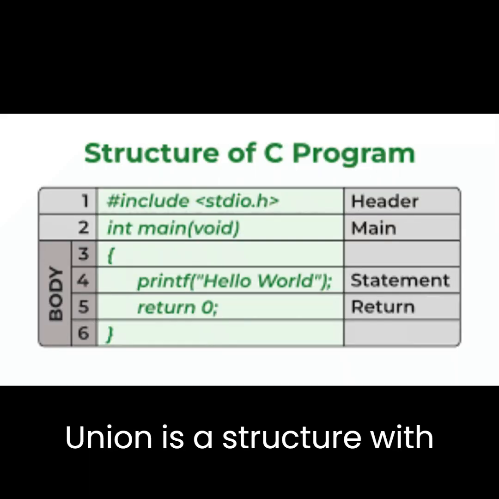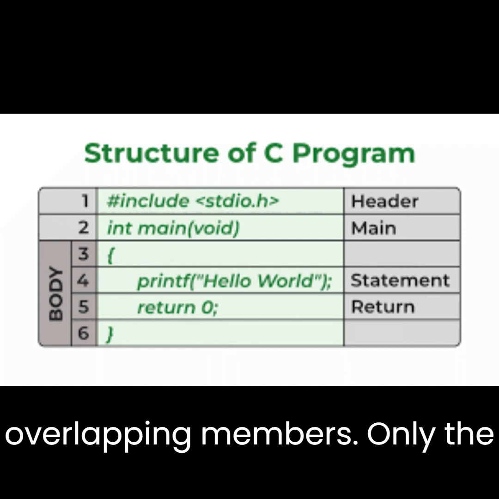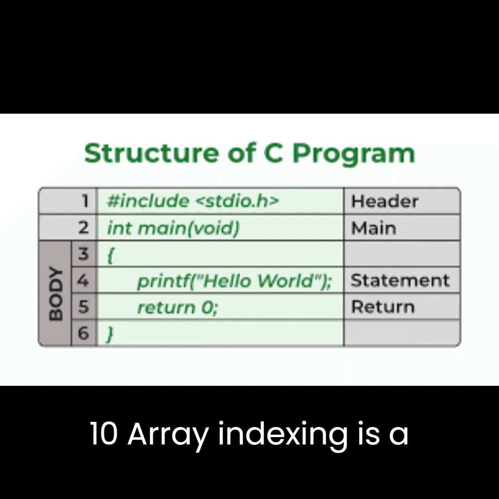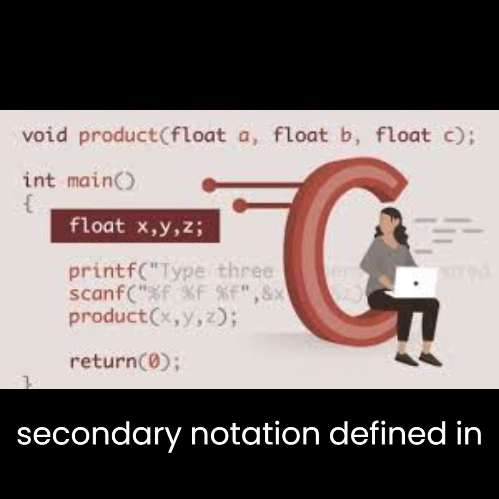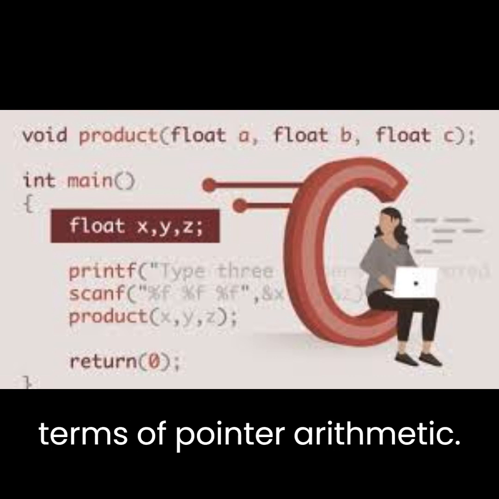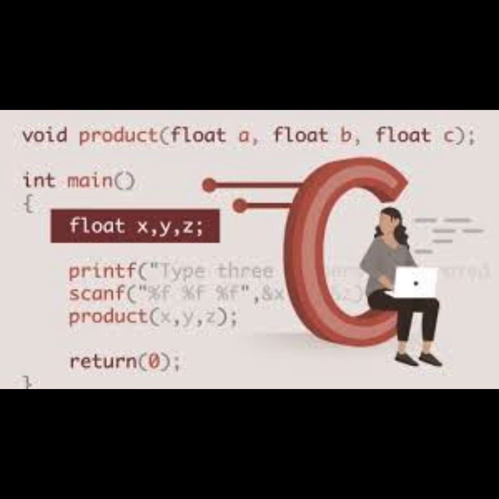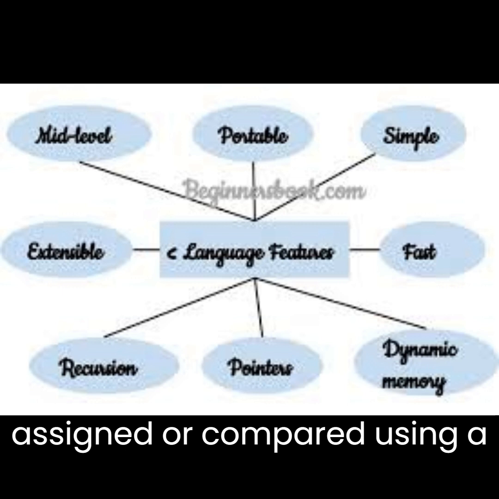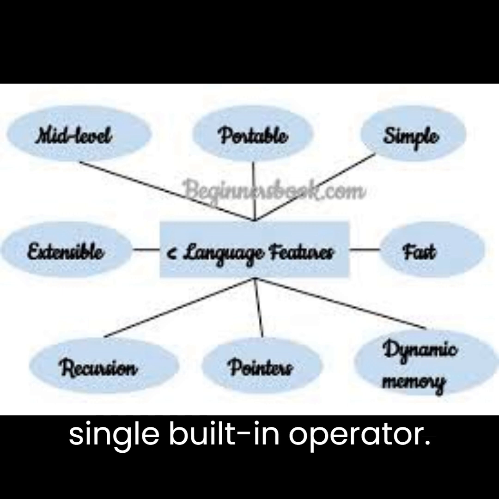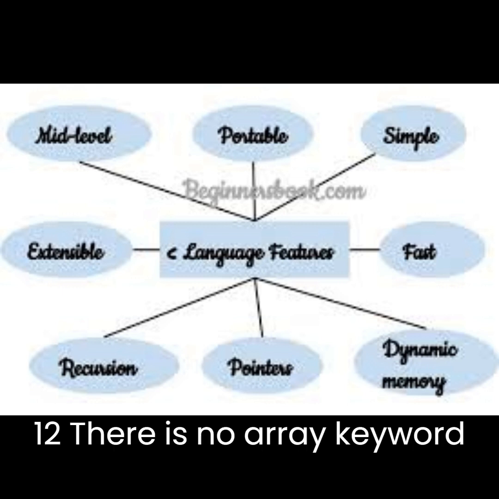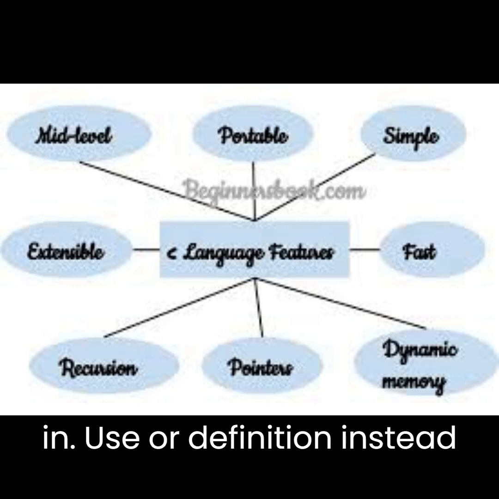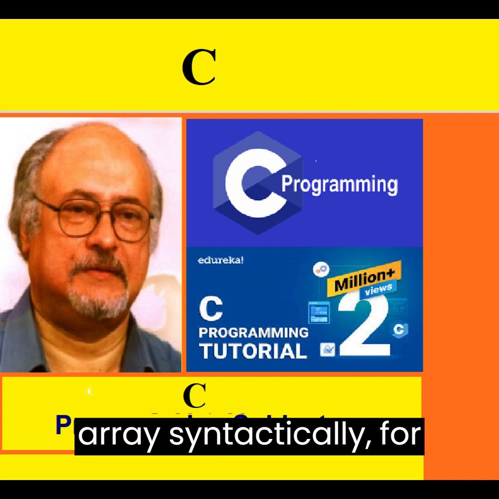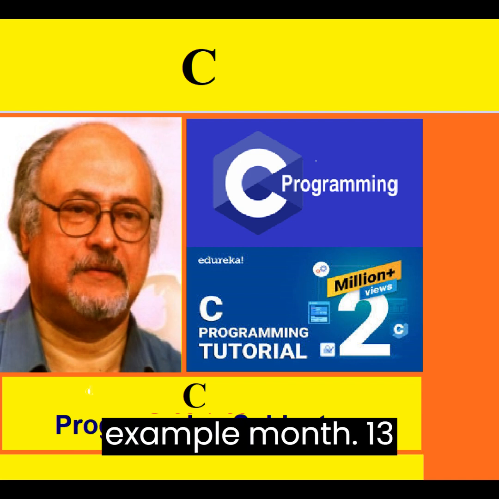9. Union is a structure with overlapping members. Only the last member stored is valid. 10. Array indexing is a secondary notation, defined in terms of pointer arithmetic. 11. Whole arrays cannot be assigned or compared using a single built-in operator. 12. There is no array keyword in use or definition. Instead, square brackets indicate arrays syntactically, for example month[11].